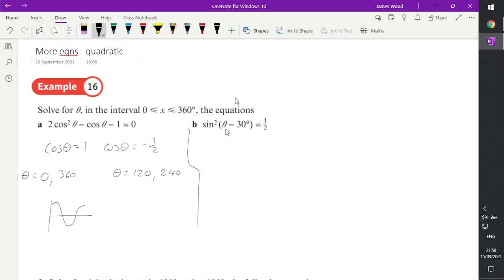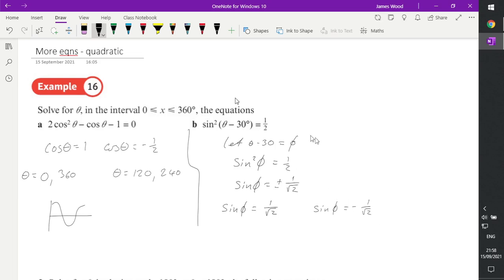This next one, sine squared of theta minus 30 equals a half. Well, we can do exactly the same as what we did before. We could make a substitution. So I'm going to let theta minus 30 equal phi. So now I've got sine squared phi equals 1/2. Square root it. So that means that sine phi is going to be plus or minus 1 over root 2. And then I just treat it as two separate answers. So I've got sine phi is 1 over root 2, or sine phi is minus 1 over root 2.